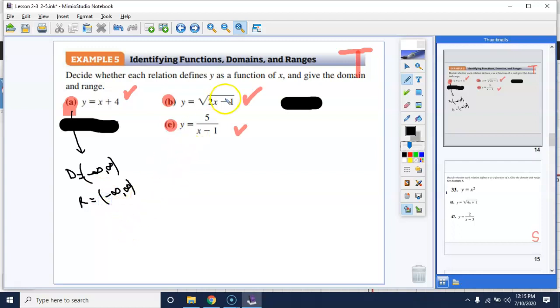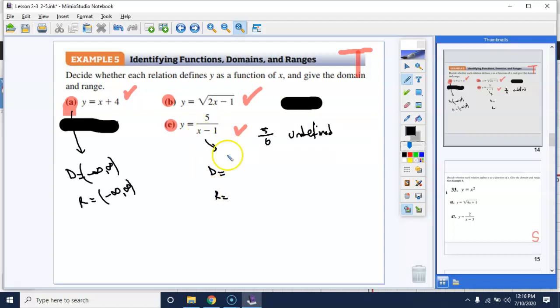Okay, and also for this one, let's look at E first. There is a point at 1 that makes it undefined, so we should exclude that point. If you put that 1 here, it's going to be 5 over 0, which is undefined. So that's why we shouldn't include 1. Okay, so domain and range.